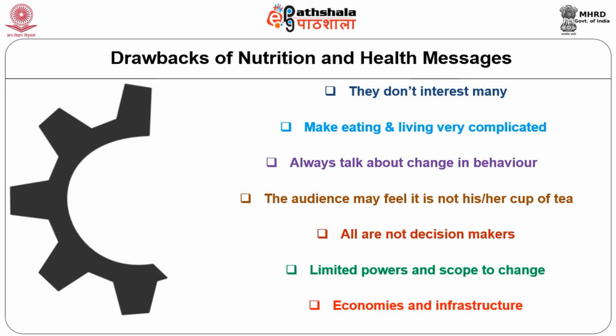For instance, the example that I gave you about a child, you may ask a child to eat carrot, but the child may like to eat carrot after you have communicated and convinced the person. But it is not the child who buys carrot at home, it is a mother who gets carrot at home. So the children may say, okay, we are ready to change, but it is not in our hands. So they may feel it is not their cup of tea because they are not decision makers, they have limited powers to change, and their economies and infrastructure also influence whether they can change their behavior or not.